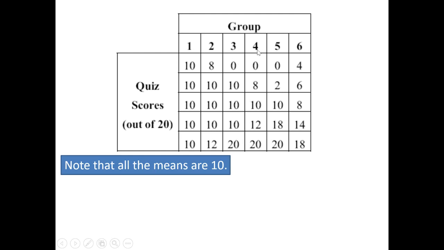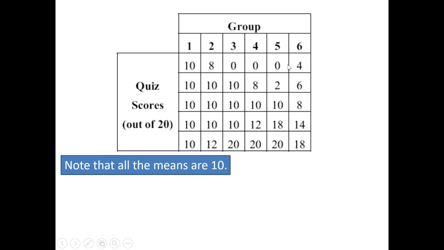I do the same kind of balancing trick for group 4. Mean of 10 is 10. 8 and 12, their mean is 10. 0 and 20, their mean is 10. All those groups have the same mean. It's 10. All those groups are the same size. They all have the same mean. It's going to be 10. So on and so forth for 5 and 6.